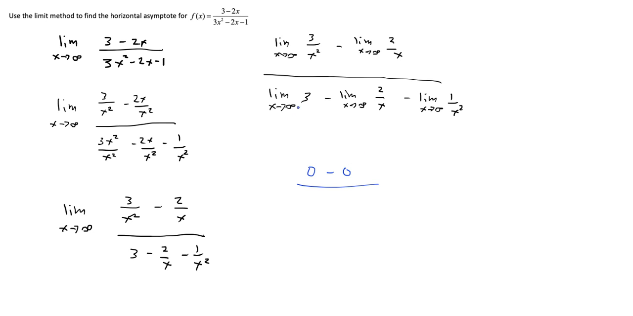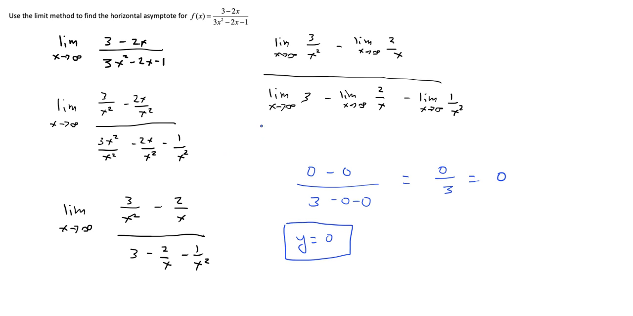The limit as x approaches infinity of 3 is just going to equal 3. And similarly here, we're going to get 0, and 0. So in this case, 0 over 3, which is just equal to 0. So what does that mean? It means that the horizontal asymptote is going to be the line y equals 0 in this case.